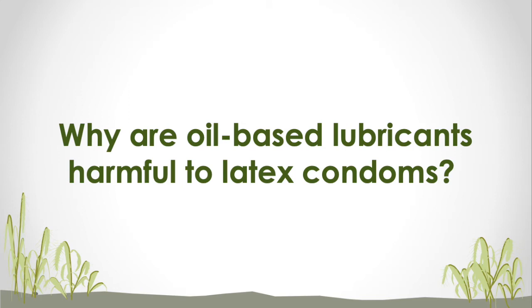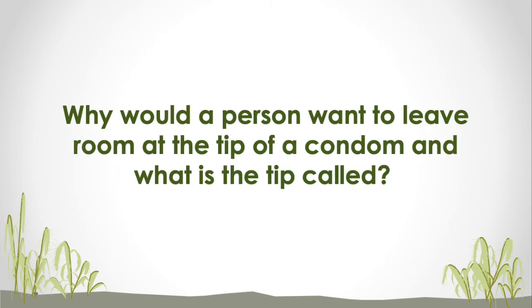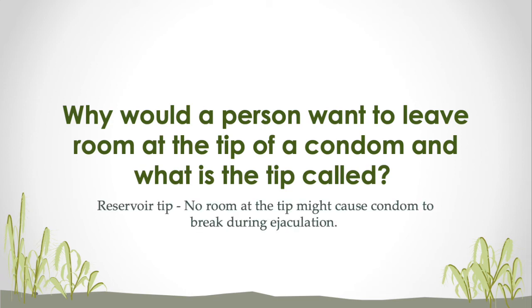Our next question would be, why are oil-based lubricants harmful to latex condoms? So, oils break down the latex and cause the latex condom and other latex barriers to break. So our next question is, why would a person want to leave room at the tip of the condom, and what is that called? So when you pinch the top of a condom, that is called the reservoir tip, and no room at the tip of the condom might mean that the condom would break during ejaculation.